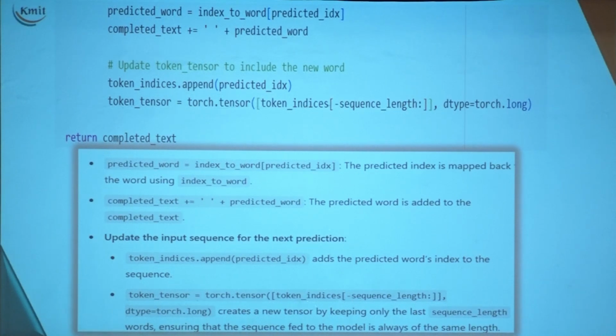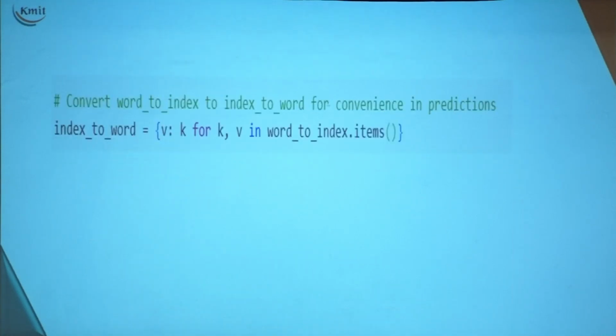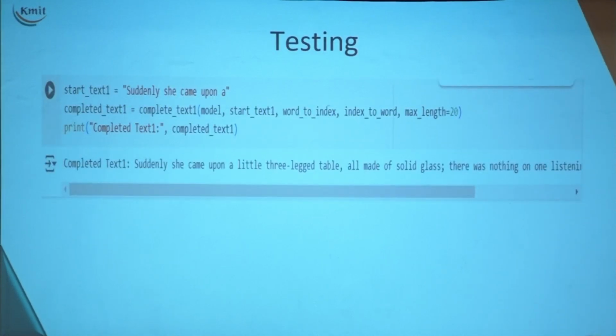Now, once you are done with that, you will convert word to index and index to word for convenience in the prediction. Once it is done, testing. Okay? So in the testing, what did I do? Suddenly she came upon a. Here there is a little improvisation. You as a user, we did that interactive testing part earlier. You can even put that.